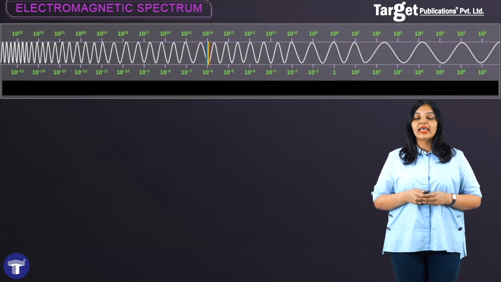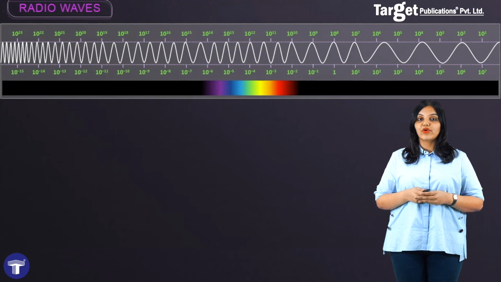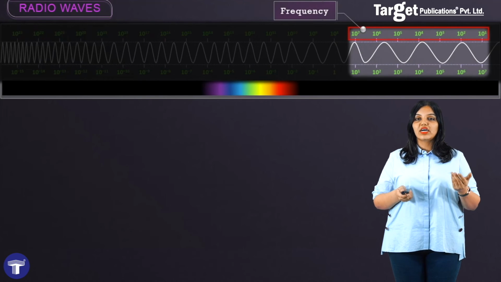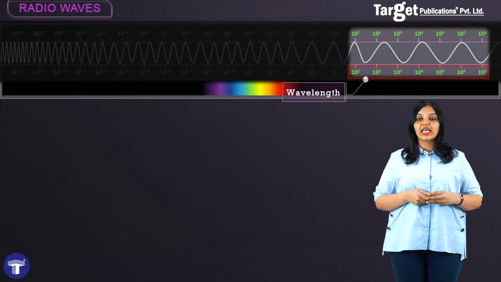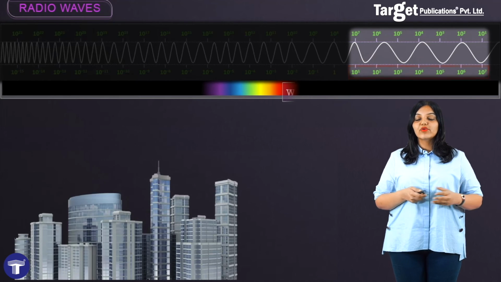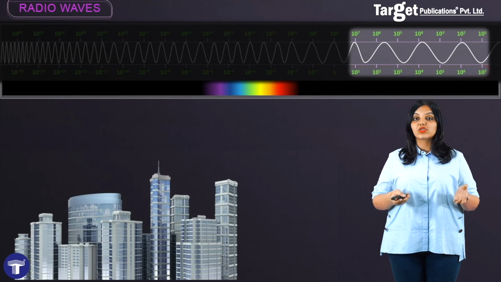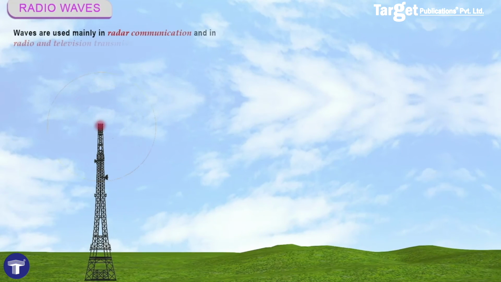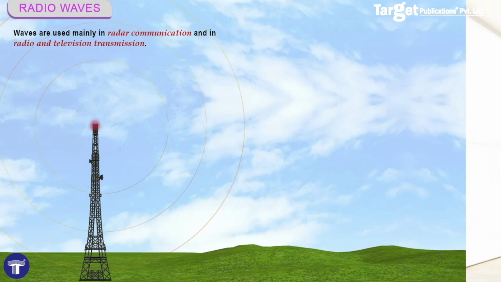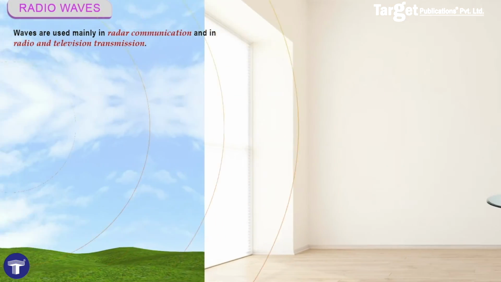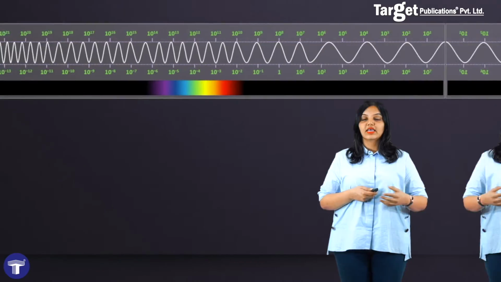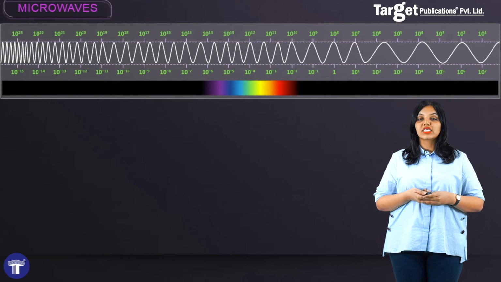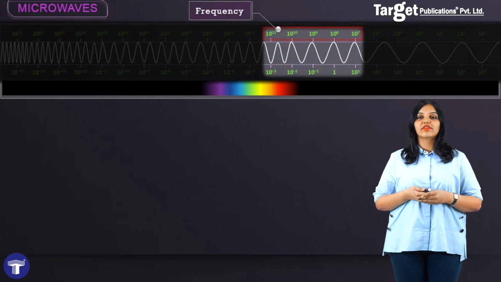Right at the extreme end of the spectrum comes the radio wave. Radio waves are waves of the smallest frequency and of the highest wavelength. The wavelength of the radio waves is comparable to the size of buildings, and therefore radio waves are used in transmission. They are mainly used in radar communication and in radio and television transmission. Next up are the microwaves. Microwaves are second on the electromagnetic spectrum, right next to the radio waves.